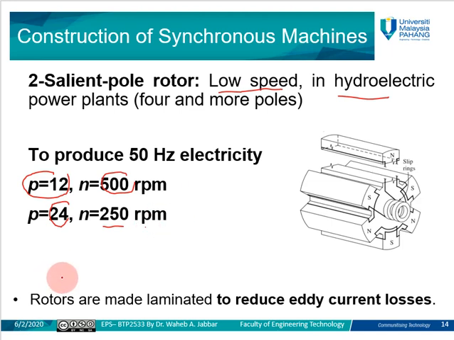Okay, as you can see here, the rotor is made of laminated plates. You can see how the design looks for the poles of the rotor, and all this is to decrease the magnetic flux loss and also to reduce the eddy current losses.